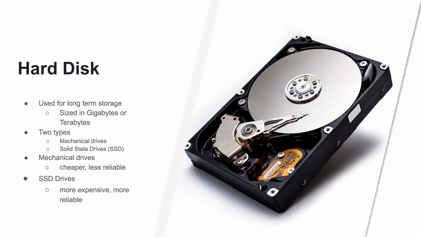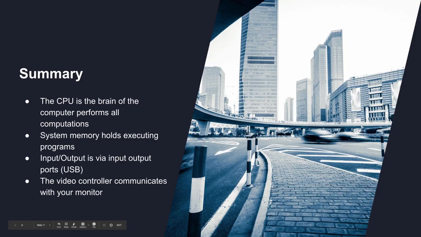Let's go ahead and go to the summary and wrap this lesson up. In summary, we've looked at all the major components of a computer. The central processor unit is the brain. It performs all the numeric calculations. System memory, or RAM, holds executing programs. Input and output is done via serial ports that are typically USB ports, and the video controller communicates with your monitor. So these are all the major components and how they fit together in a typical personal computer.